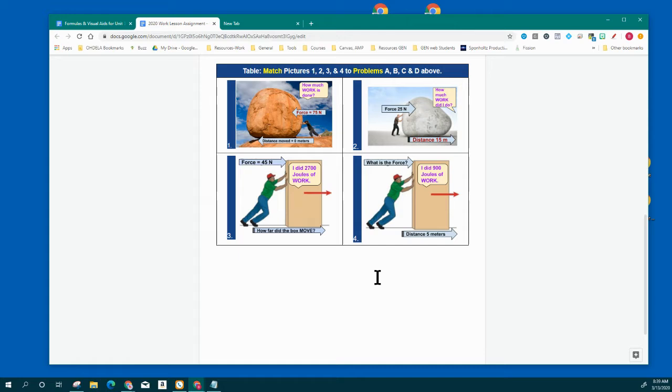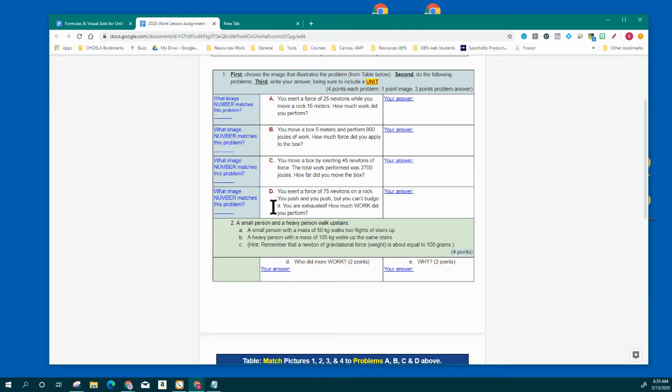So we do want to be able to start drawing problems out, recognizing where the forces are, what forces or variables we have, what we are trying to solve for. So for each of these 4 questions in 1, match picture 1, 2, 3, or 4 to problem A, B, C, D above. And then we will solve using our work formula or some rearrangement of it.